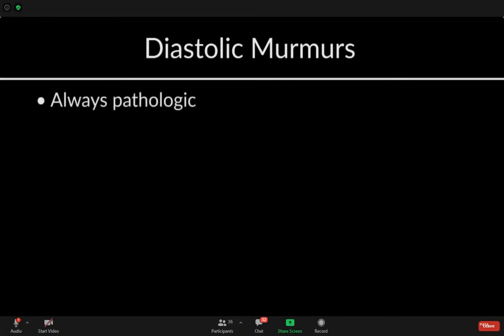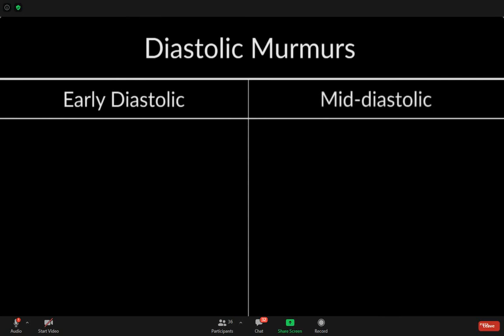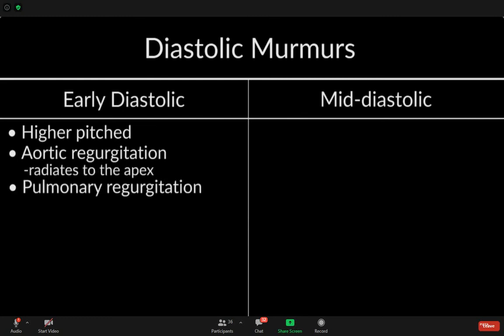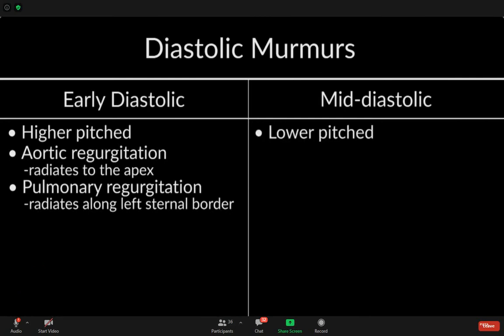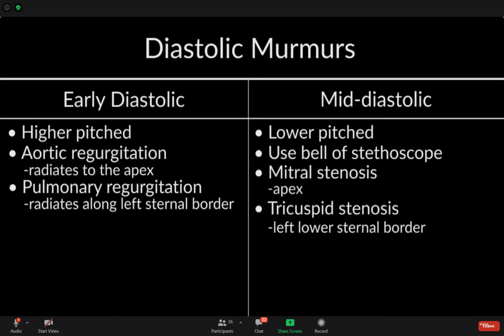Diastolic murmurs are always pathologic. They are broken into early diastolic and mid-diastolic. Early diastolic murmurs are usually higher pitched and are reflective of aortic regurgitation if it radiates to the apex, or pulmonary regurgitation if it radiates along the left sternal border. Mid-diastolic murmurs tend to be lower pitched, are appreciated with the bell of your stethoscope, and are either mitral stenosis, which you hear at the apex of the heart, or tricuspid stenosis at the left lower sternal border.